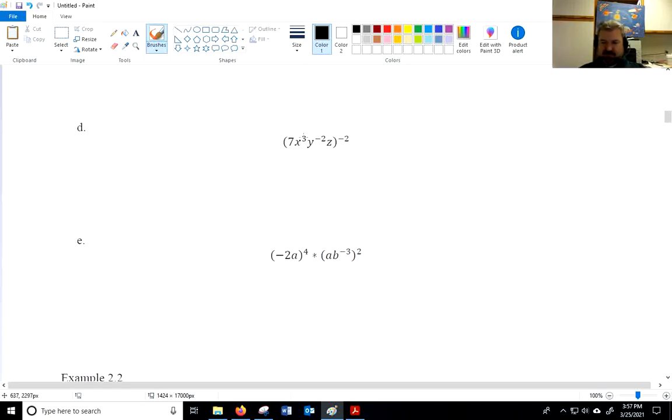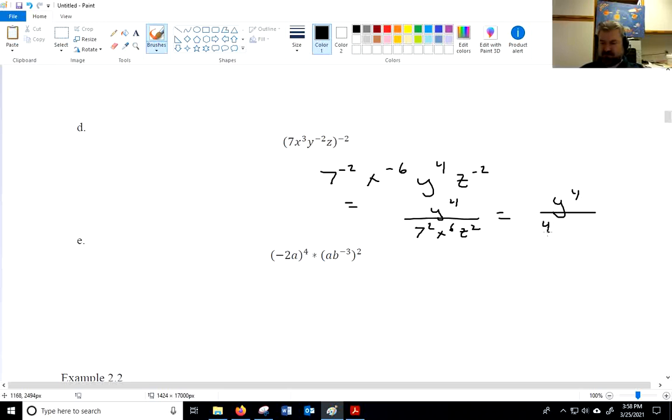Again, you could just write this as 1 over right now. You could do it just like this if you prefer. Just move everything to the bottom. But I think most of my students prefer to just apply the exponent to each factor. So this is 7 to the negative 2, x to the negative 6, y to the positive 4, z to the negative 2, and then I'll move everything. Y to the fourth, everything else is going down. 7 squared, x to the sixth, z to the second. So y to the fourth over 49, x to the sixth, z to the second.